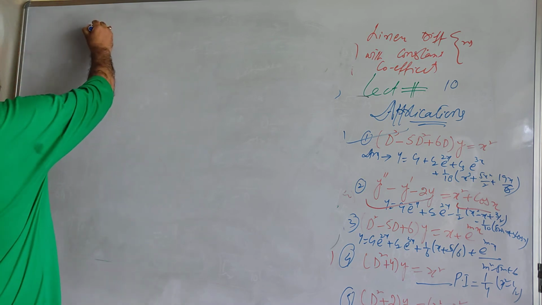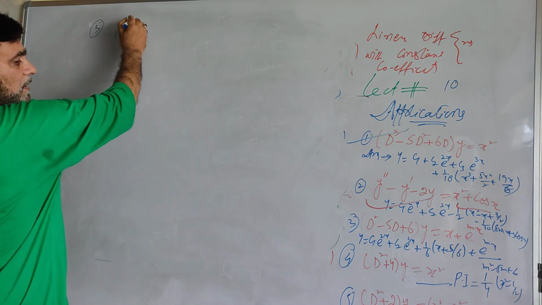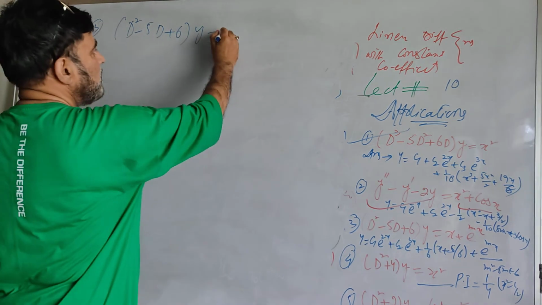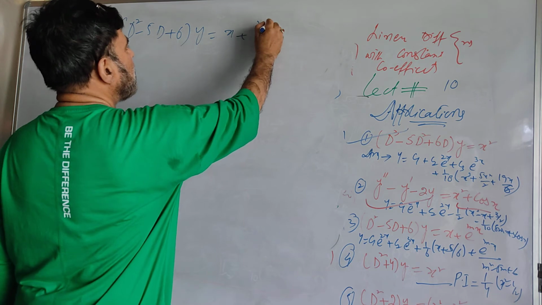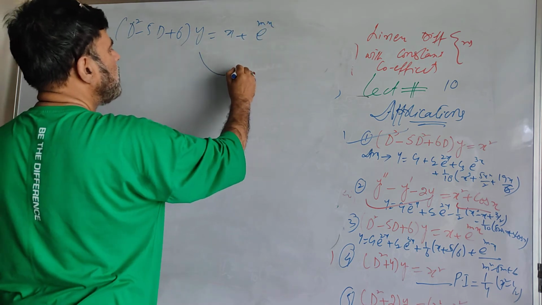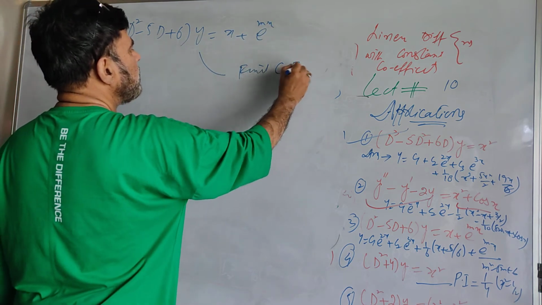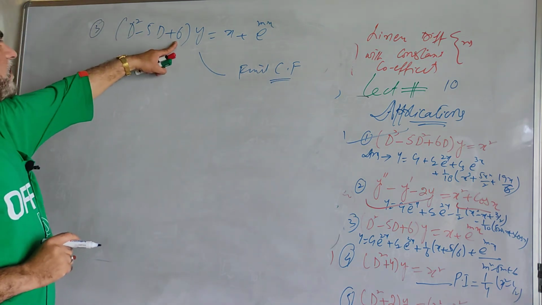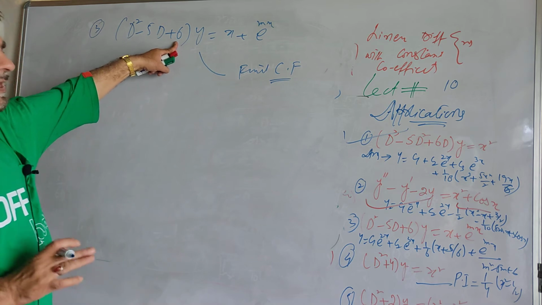Let me take the third one. It is d square minus 5d plus 6 into y is x plus e raised power mx. I leave one part to you. I will write here find complementary function. For that, your auxiliary equation is d square minus 5d plus 6. It is d is 3 and 2, and you can do it.